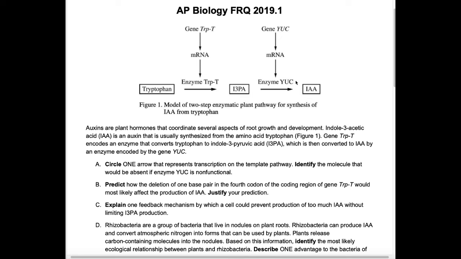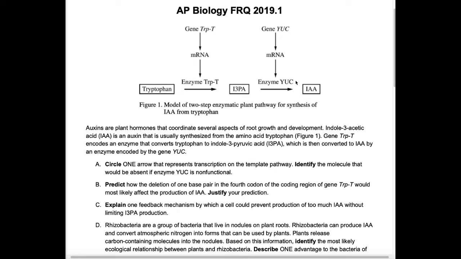So let's look at the text itself to see how it supports this particular enzyme pathway. It says that auxins are plant hormones that coordinate several aspects of root growth and development. Indole-3 acetic acid, or IAA, is an auxin that is usually synthesized from the amino acid tryptophan from figure 1. The gene TRPT encodes an enzyme that converts tryptophan to indole-3 pyruvic acid, or I3PA, which is then converted to IAA, an enzyme encoded by the gene YUC.